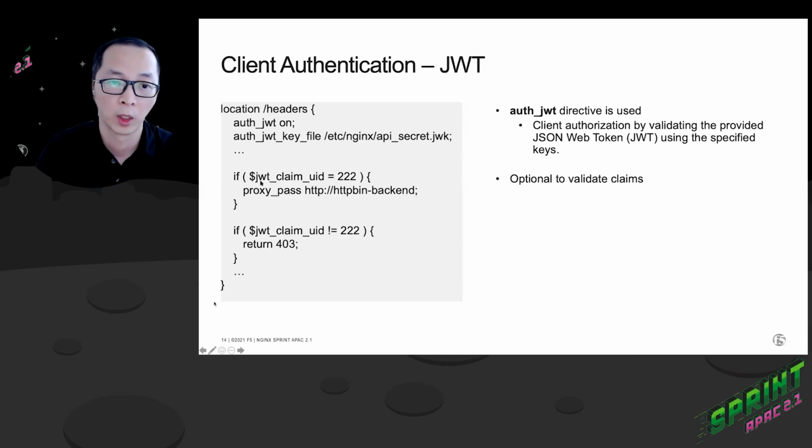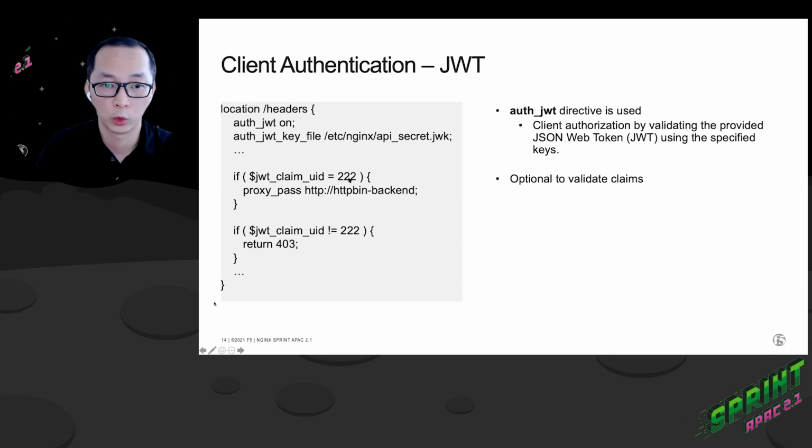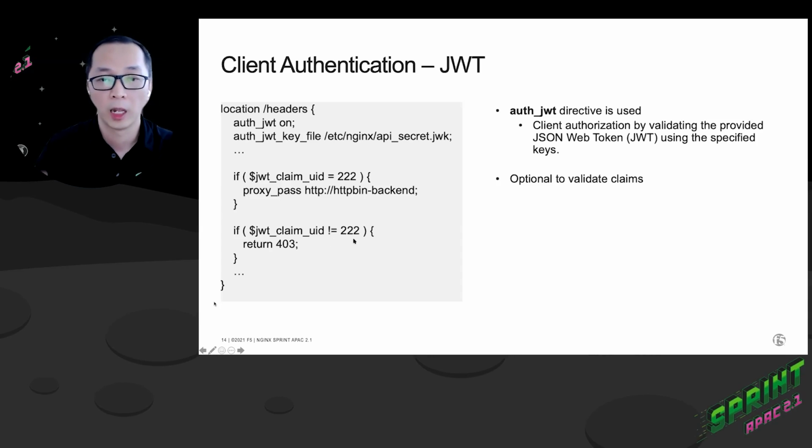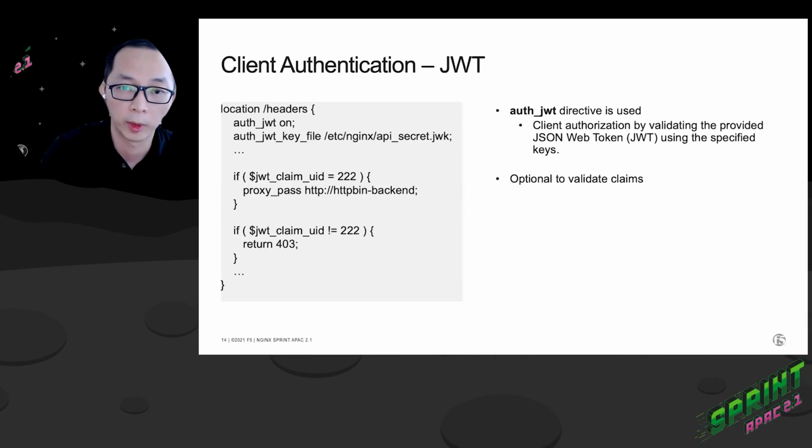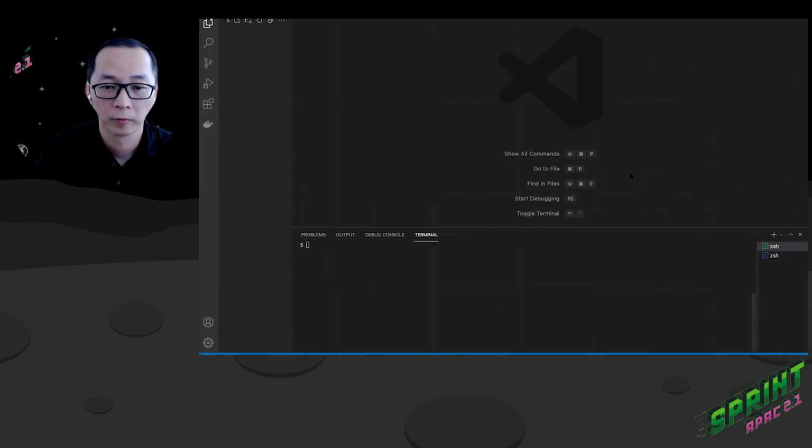Now, in the JWT token, there's a claim. In this example, we use a UID as a claim. If the UID equals 222, I allow you to the backend resource. If the UID doesn't equal 222, even though you have the right token but without the right claim, I will reject you as an unauthorized user as well. Having all of these 6 essential services, let's take a hands-on look at how this is configured.